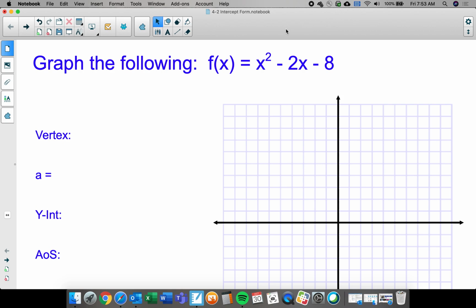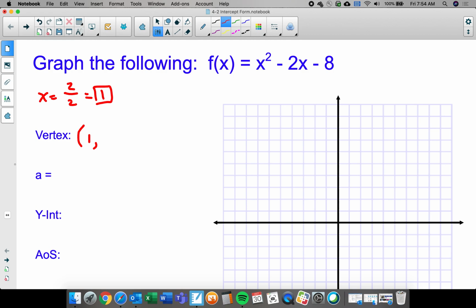So it's kind of just a quick review here, a lead in for what we're going to do today. We're going to graph the following function that is in standard form. If you remember correctly, in order to find the vertex, the x-coordinate is the opposite of b. So in this case, it's going to be positive 2 over 2 times a, which is also a positive 2. So the x-coordinate of my vertex is going to be 1.